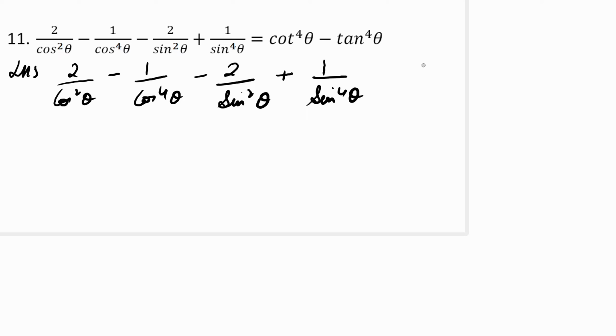Now what I can do is, I know 1 upon cos is sec and 1 upon sin is cosec.